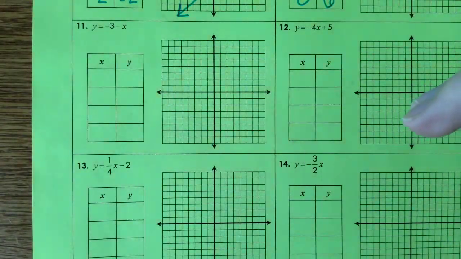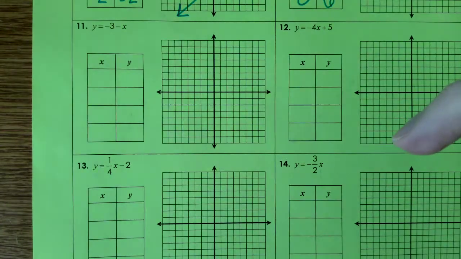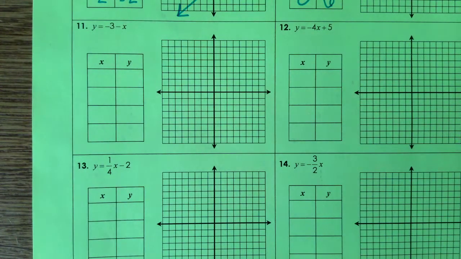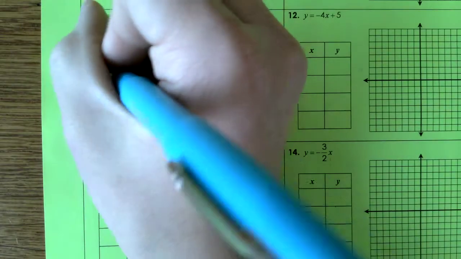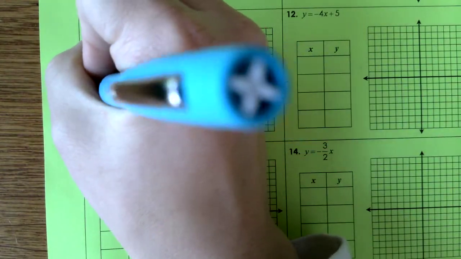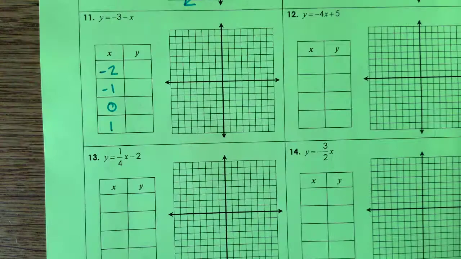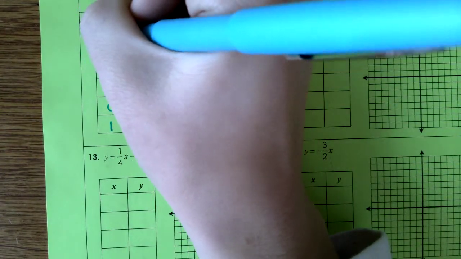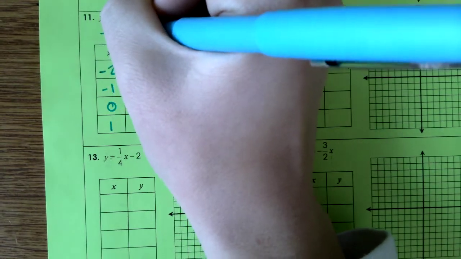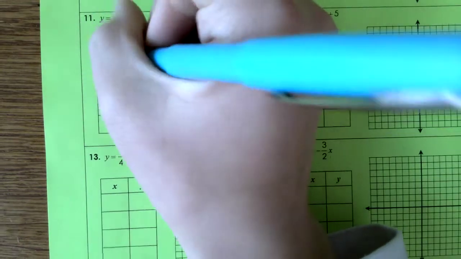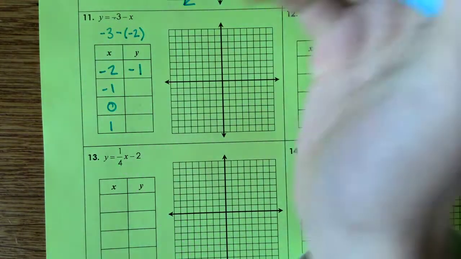Okay. So on number 11 here, what we're going to do is plug in, that's a negative. So let's plug in a -2, -1, 0, and 1. Okay, -3, so this is -3 minus -2. So this would be -3 plus 2 is going to get me a -1.